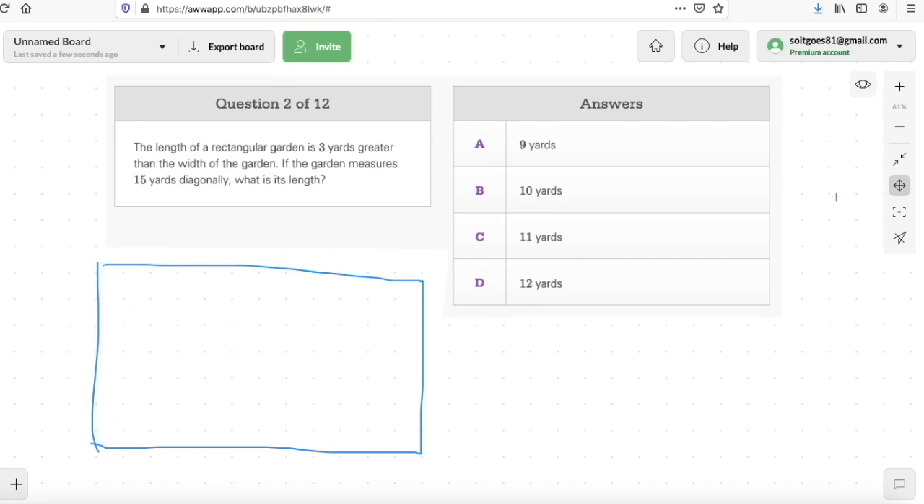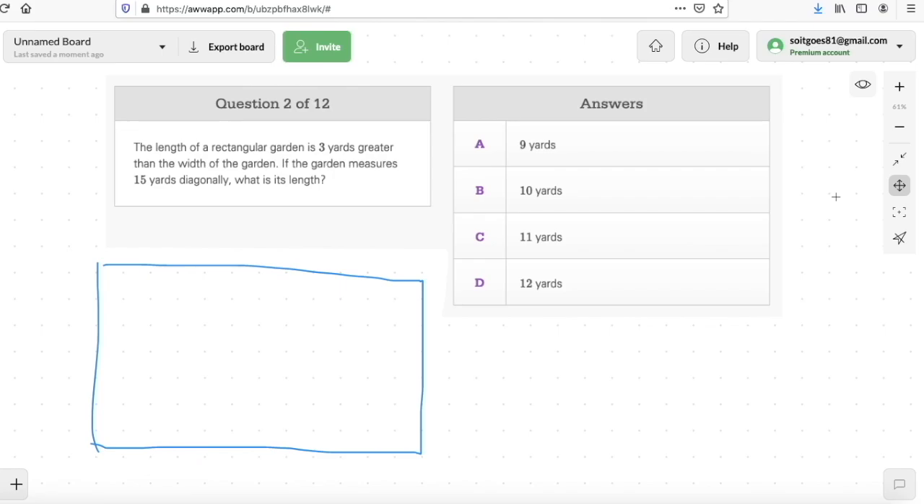So the bottom part is 3 yards longer than the top part. Does that make sense? That part is 3 yards longer than that part. I understand what you mean. Okay, 3 yards greater than the width. Yeah. And we even drew it, right? This length here is three. It looks bigger than this length.